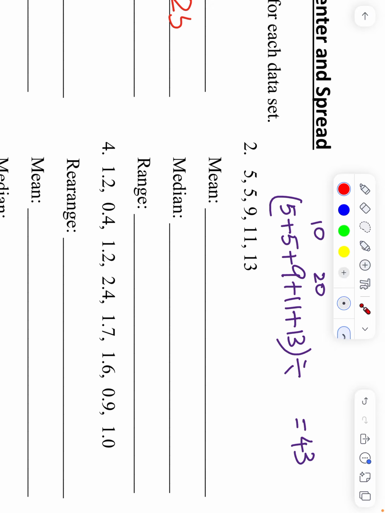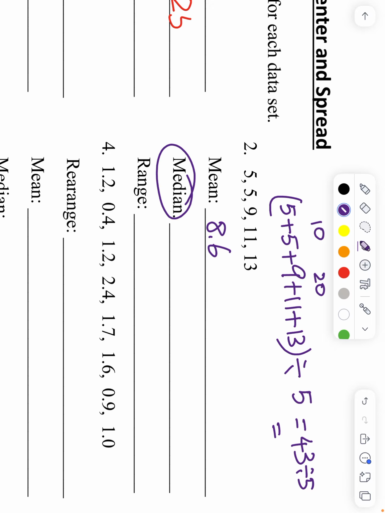Divided by how many numbers? 1, 2, 3, 4, 5. Divided by 5. So 43 divided by 5. Let me use my calculator. That is 8.6. So the average, or the mean, is 8.6.